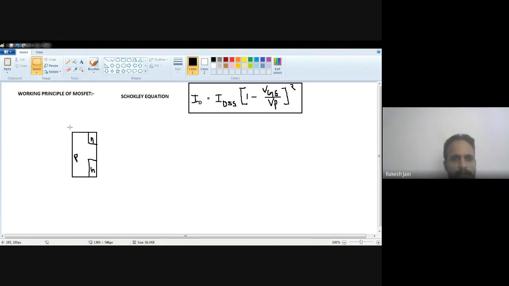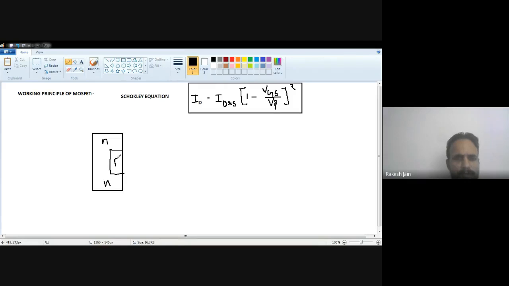So I consider this as the working principle diagram. N channels are there, and a P kind of substrate is there. One terminal, after the aluminum metallization, is the drain terminal. And one terminal, after the aluminum metallization and silicon dioxide layer, let's suppose is the source terminal.